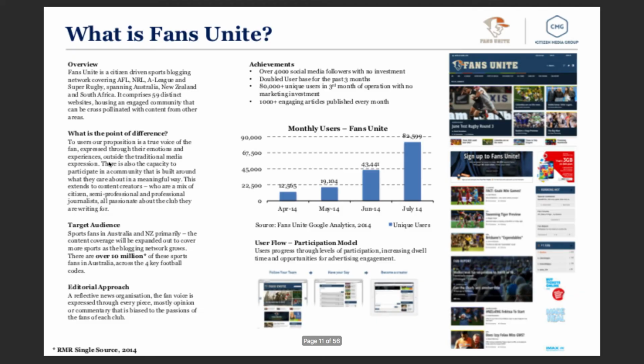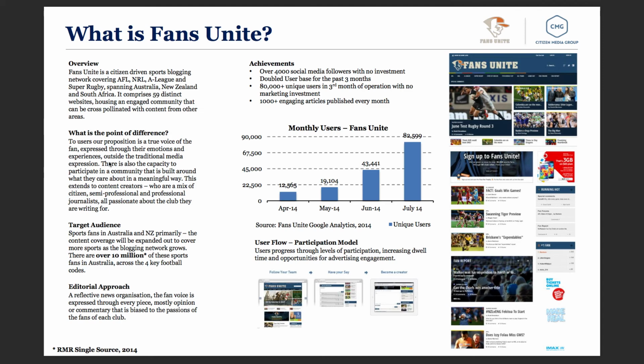Then we say, well, that's where we want to go. What's our current expression? At the time that was Fans Unite. I've shown you these slides before, so I won't go through it again. But this is a summary of what the website was and why it was different.